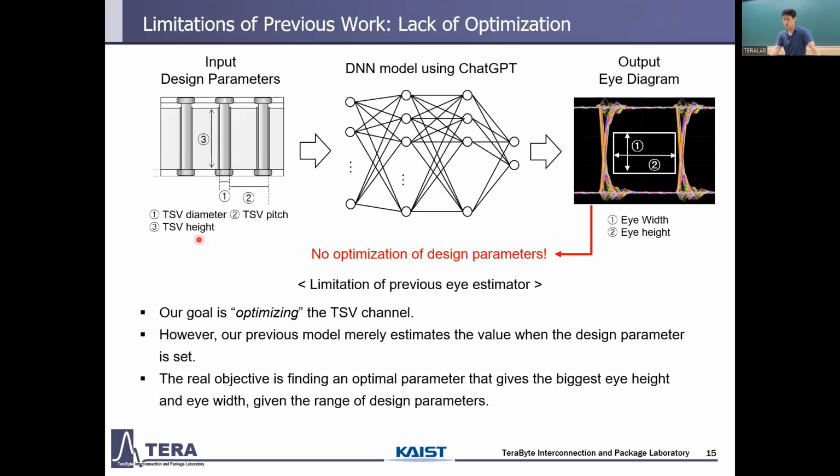But the limitation of my midterm work is that our ultimate goal is optimizing the TSV channel. However, our previous model merely estimates the value when the design parameters are set. Our real objective is finding the optimal parameters that give the biggest eye height and eye width when we give the range of design parameters. So we need one more step in this situation.